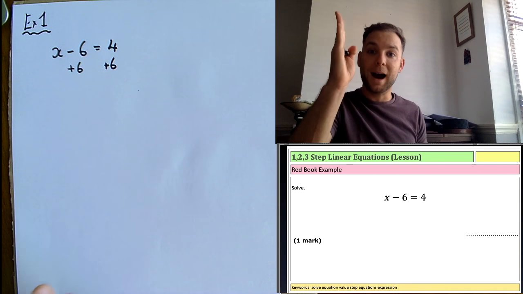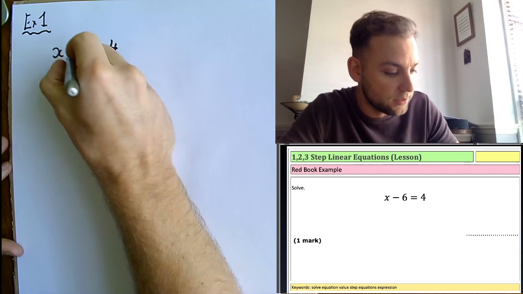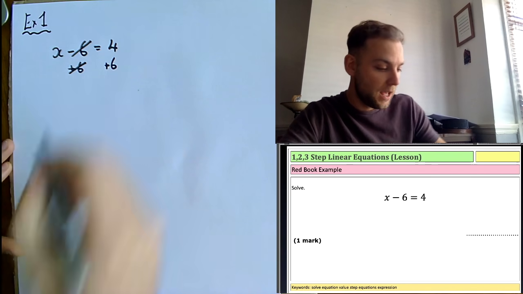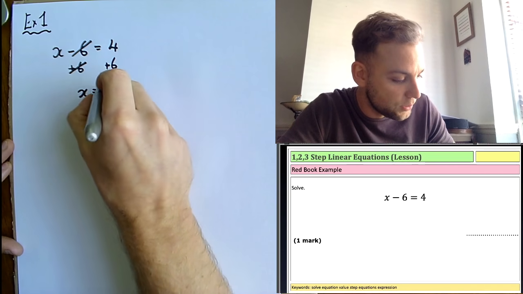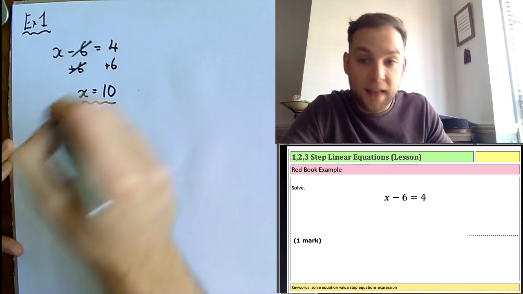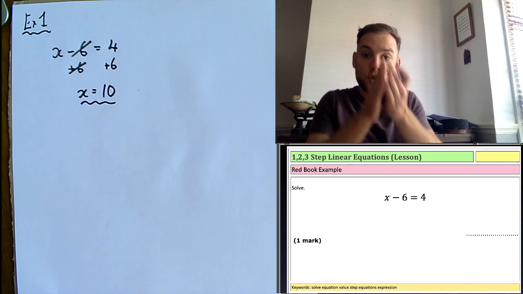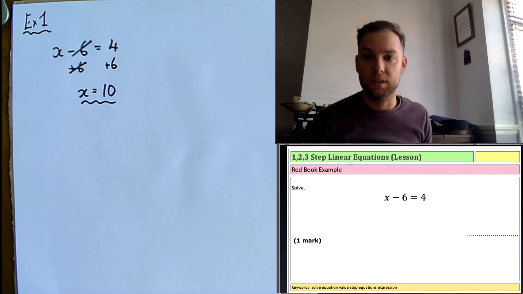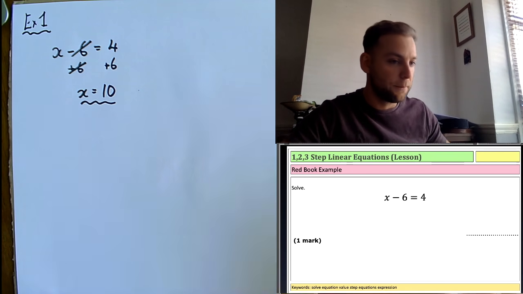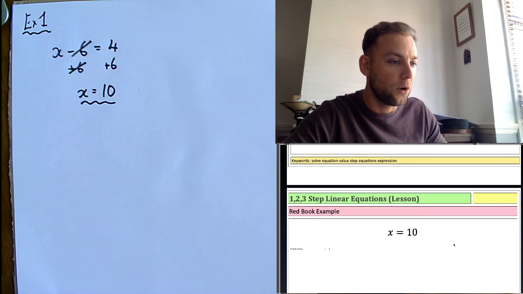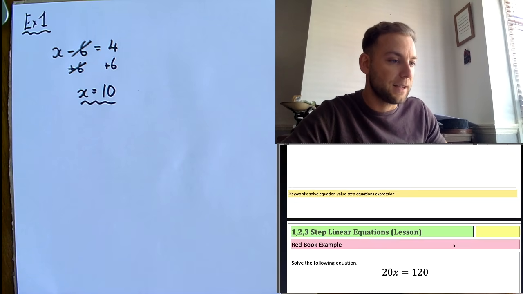So if you think about that, minus 6 plus 6 is equal to 0. That gets rid of that. And 4 plus 6 is equal to 10. And that's your answer there. Okay, so we do the inverse to get rid of the things that we want. So that there was example 1. So let's have a look now at example 2.